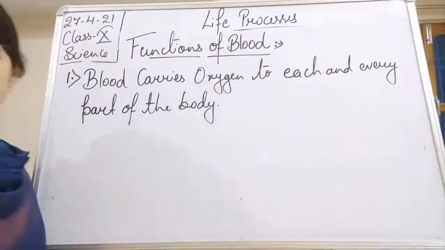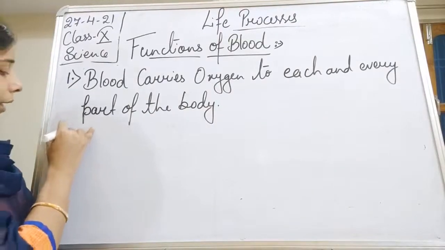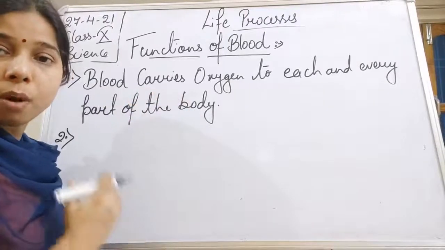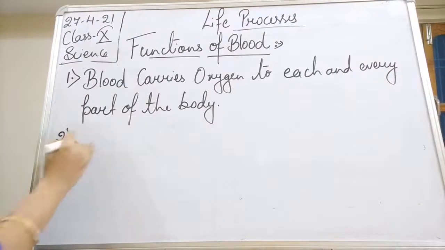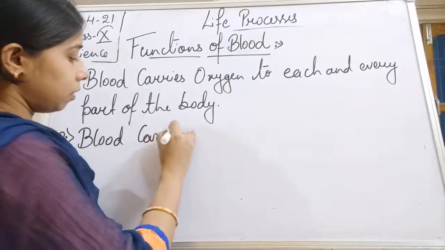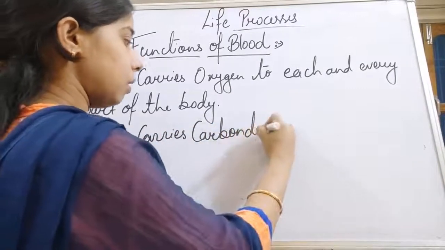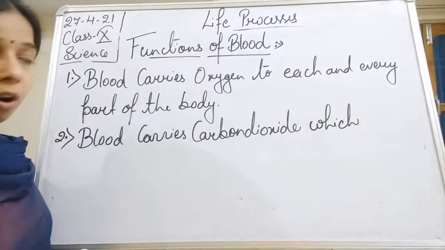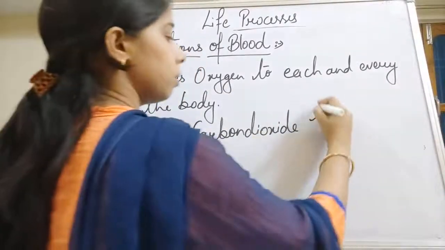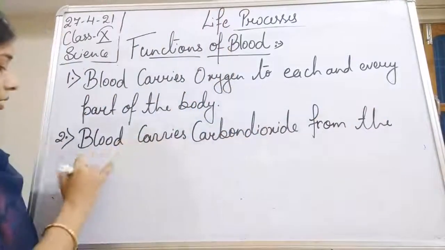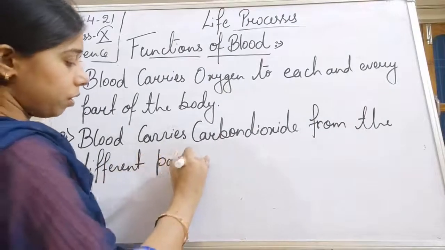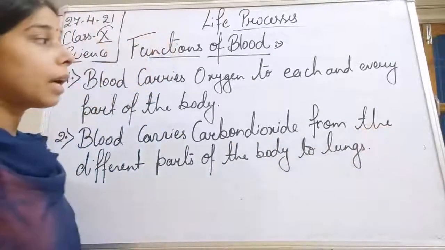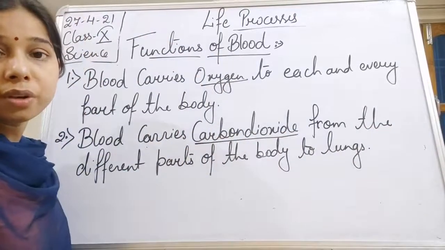Second, not only this, it carries carbon dioxide from the different parts of the body to the lungs, from where it gets expelled out through our lungs to outside. So blood carries carbon dioxide from the different parts of the body to the lungs. So it not only carries the oxygen, but it carries the carbon dioxide from the body to the lungs also.